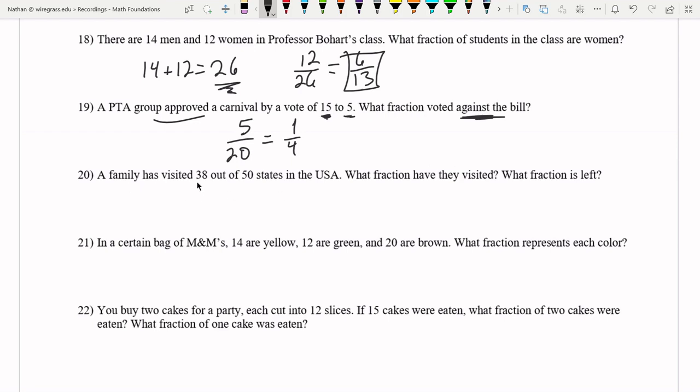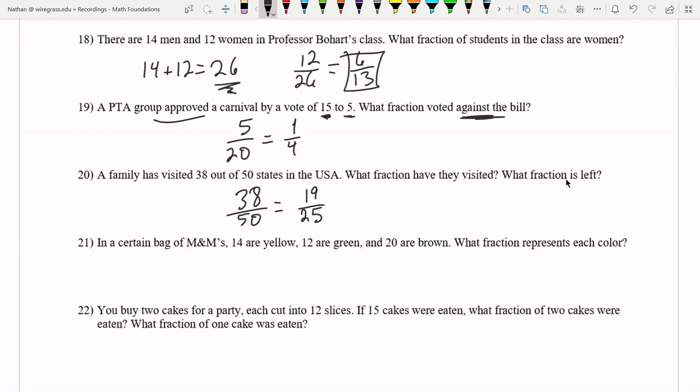A family has visited 38 out of 50 states. What fraction have they visited? Well, 38 out of 50, right? The total is 50, and the part they visited is going to be 38. This, of course, reduces down to, let's see, I believe it would be 19 out of 25.